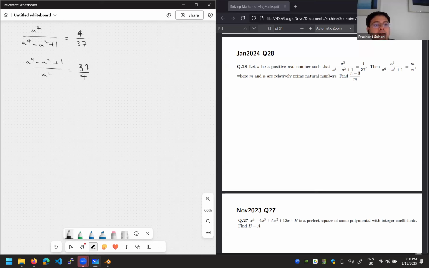Okay, and the reason for doing this is that in the next step you'll see what is going to happen. Now if I just expand this into separate terms, then what are the terms? The first term is a raised to 4 upon a square. The middle term is a square upon a square.